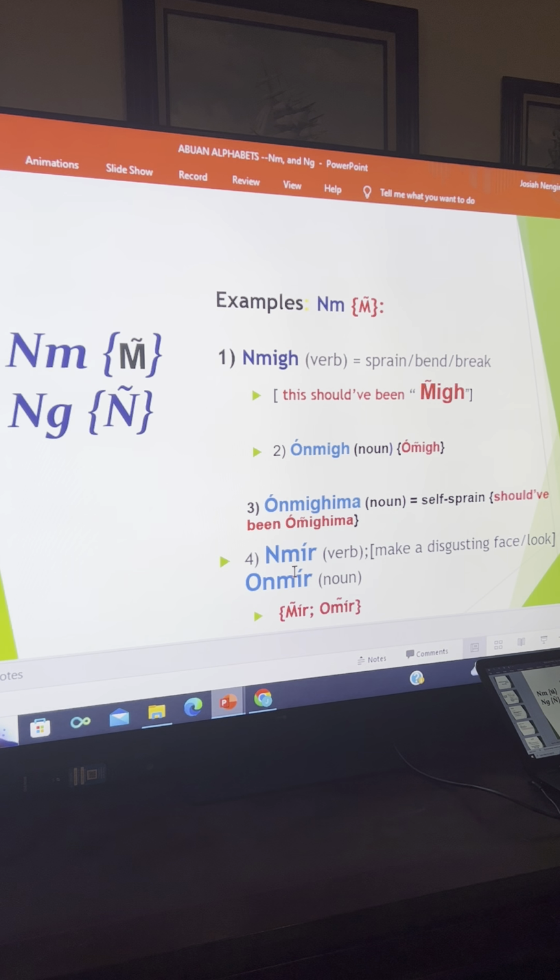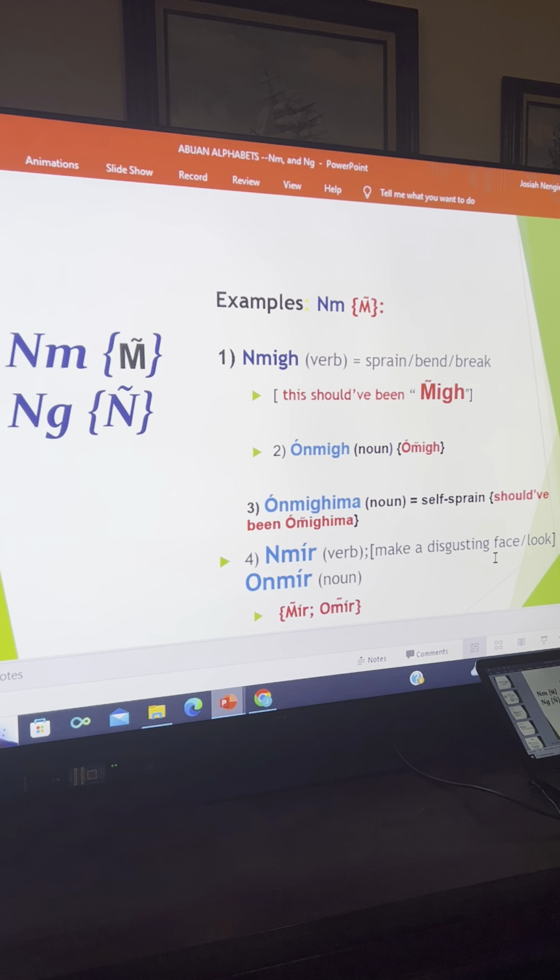All right? So then you look at this. Here's another example. We have me, re. Remember, the I here is tone marked. So me, re. Mir. Me, re. Mir. And that is a verb, simply meaning making a disgusting face or a disgusting look. That kind of look in which you don't like what you're seeing.